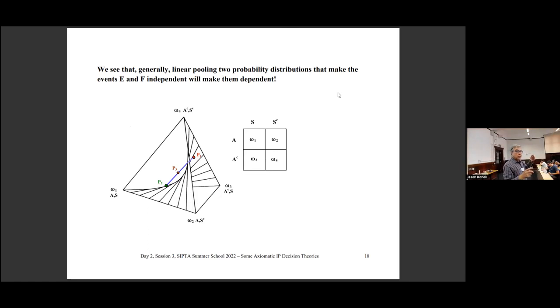Two atoms, so four atoms. So the space of probabilities on four atoms is the tetrahedron, the pyramid, where each coordinate is an extreme point in the probability space. So this puts all the probability on omega one, this on omega two. Ignore the other notation about the A's and the S's, that's related to an example.